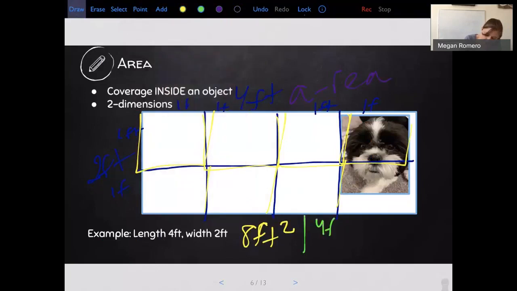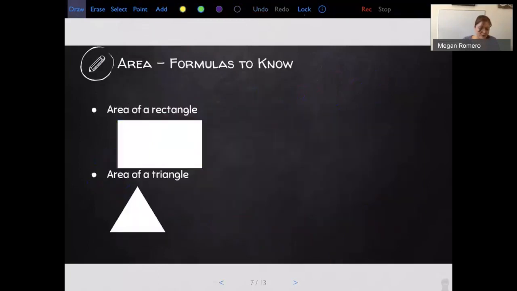4 feet times 2 feet. Okay, you're multiplying your numbers, so 4 times 2 is 8, and feet times feet is feet squared or square feet. Either will work. So you get the same whether you visualize it or whether you multiply. Couple of formulas to know.